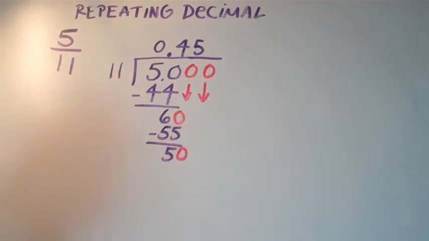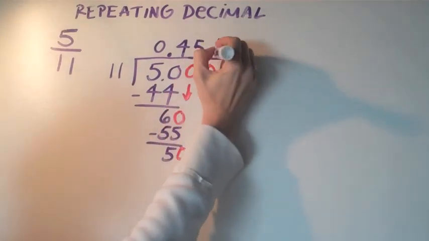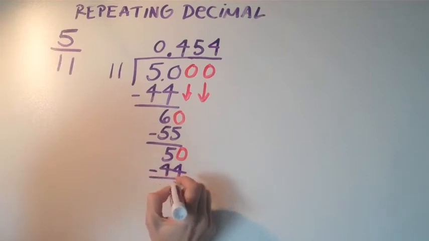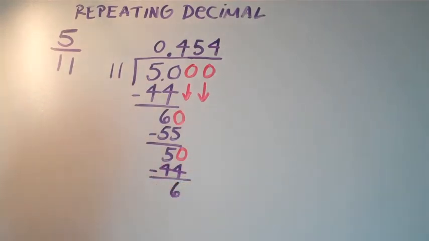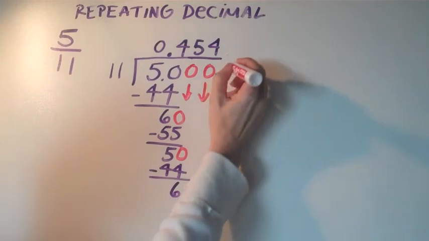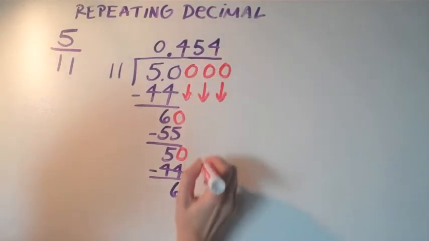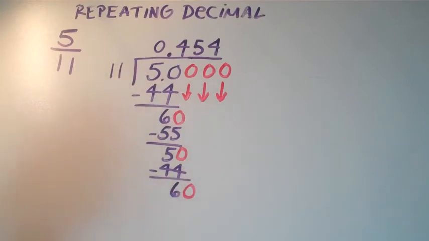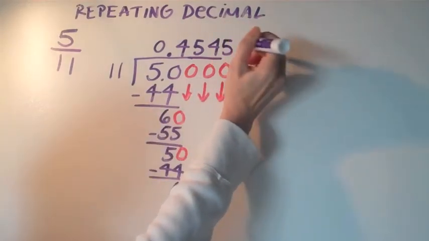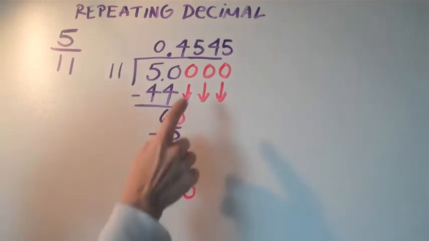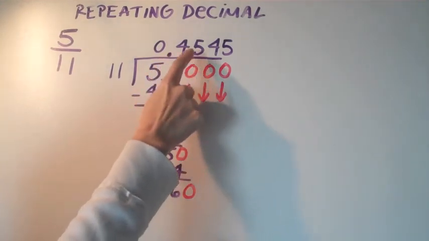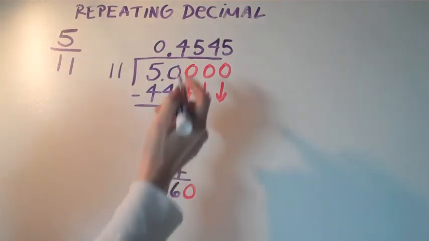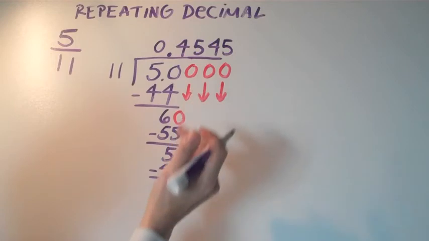And again, 11 into 50 goes 4 times. 4 times 11 is 44. Do the subtraction. You get a 6 again. And then we're going to bring down another 0. And you can see what is happening here. 11 into 60 goes 5 times. And you can see if we kept going, we would get 0.454545, and it would just continue. So what we have here is a repeating decimal.